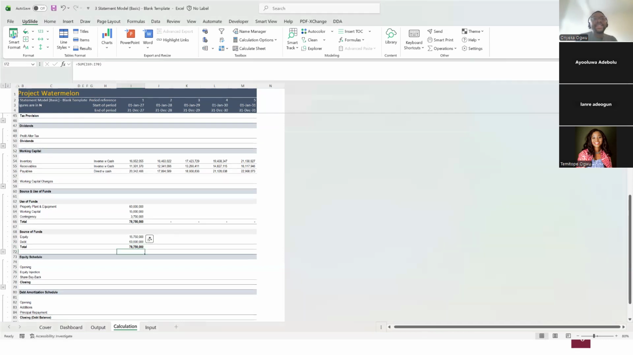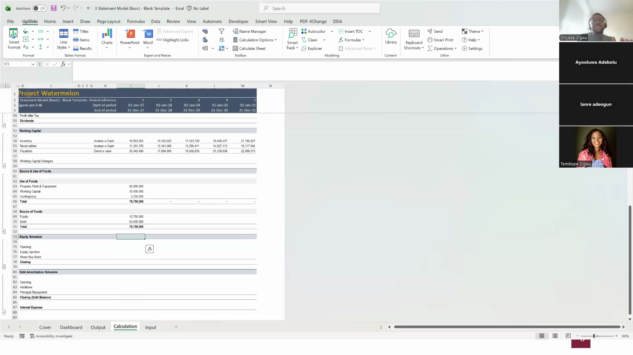So now the next thing that we'll do, two schedules. We'll do the equity schedule and debt schedule, and that's all for calculation. We're not going to linking, right? And for linking, we will use this.